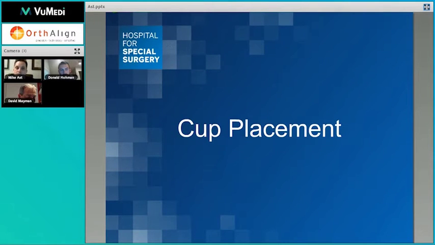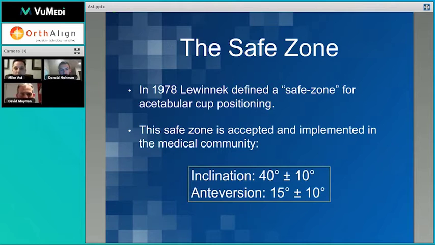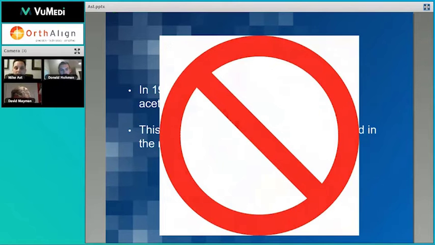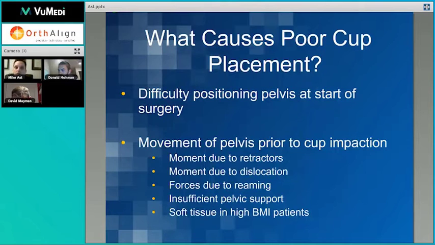Now, we care about cup placement for several different reasons. We used to talk a lot about the safe zone as defined by Lewinnick a very long time ago, in fact, before I was born. He talked about this inclination and anteversion position whereby if you put it there, cups would be safe and the hip wouldn't dislocate. I will tell you that much of the information we know now shows that this probably isn't all that important as an absolute number, but your target still matters.